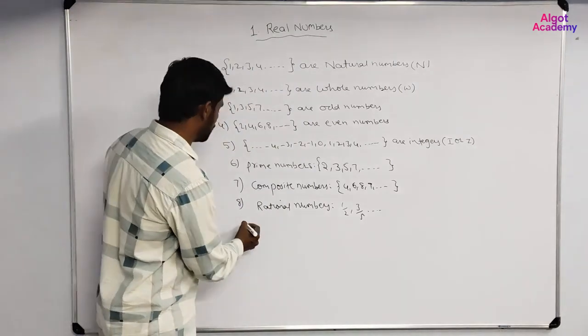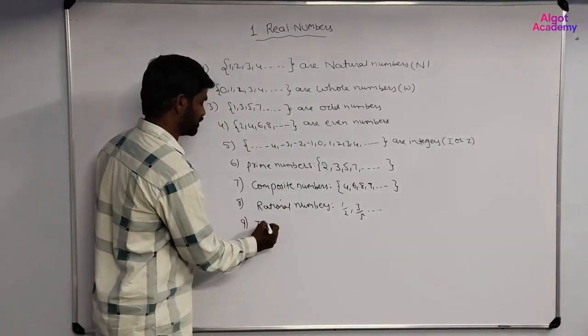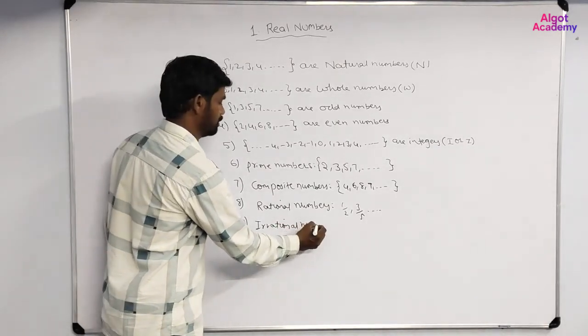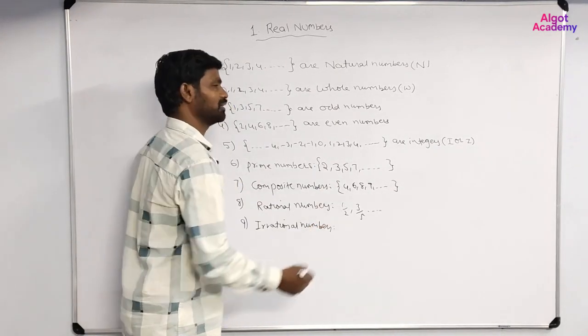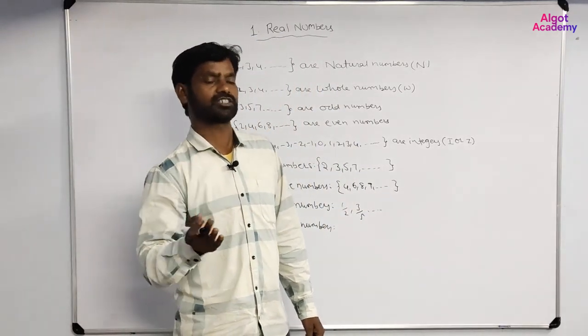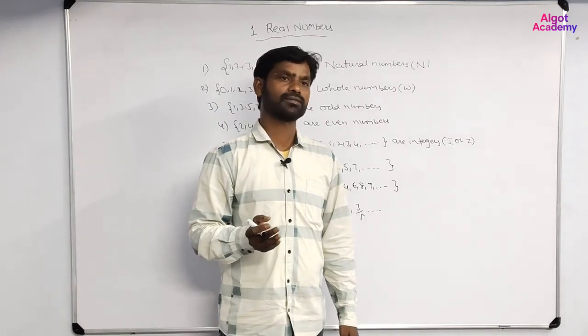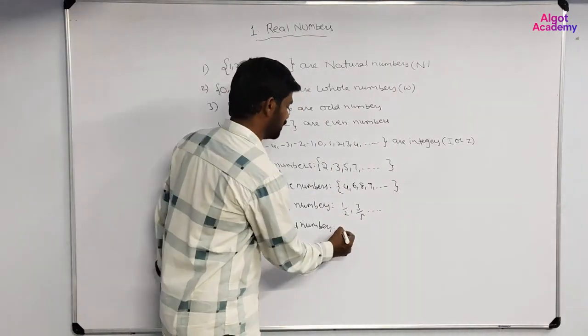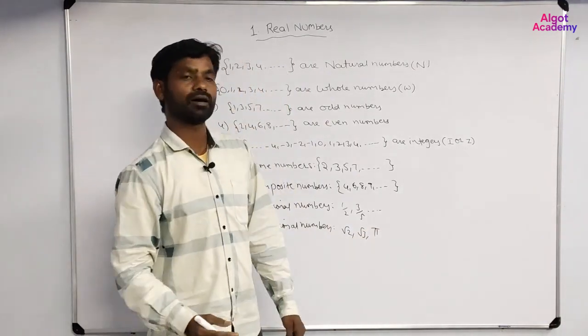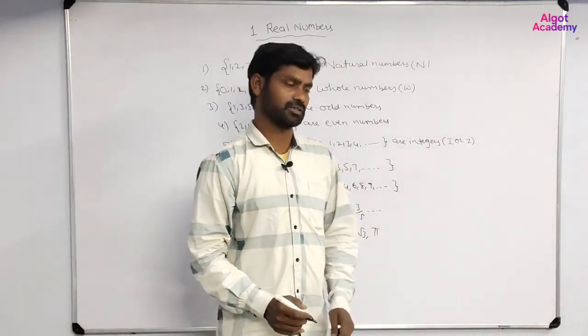Next, one more type of numbers are irrational numbers. What are irrational numbers? The numbers which we cannot express in p by q form are called irrational numbers. For example, root 2, root 3, pi, etc. are the examples of irrational numbers.